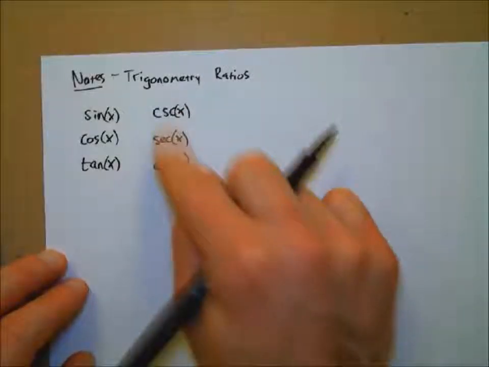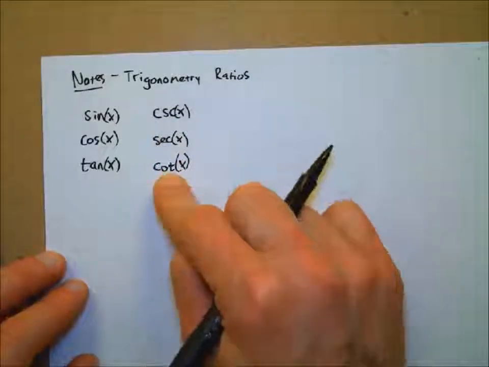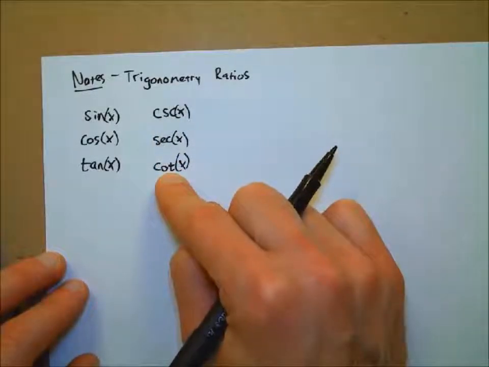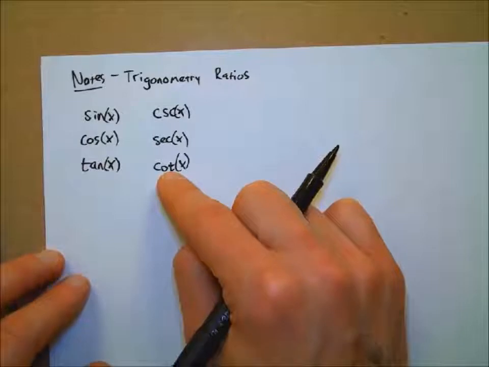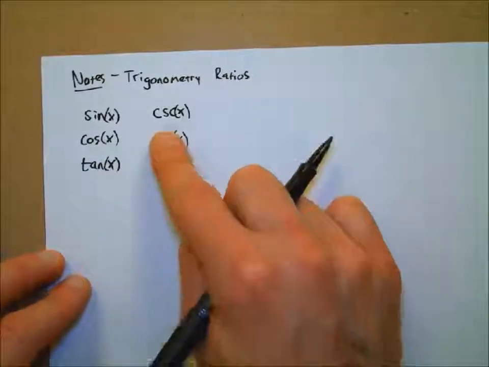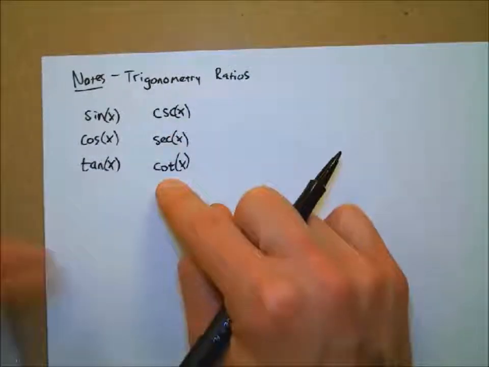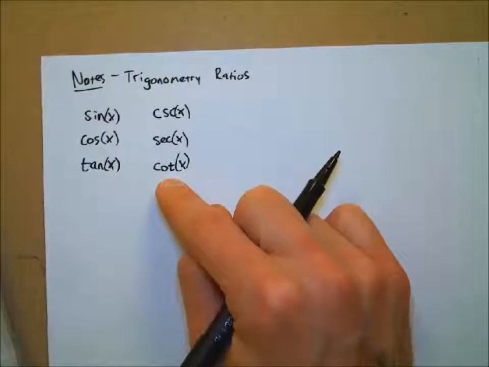Is anyone here completely unfamiliar with secant, cosecant, cotangent? You guys have seen these before, or you're just too scared to put your hand up. Joshua, you've never seen these before. Okay, good to know. So, cosecant, secant, and cotangent are merely the reciprocals of sine, cosine, and tangent.